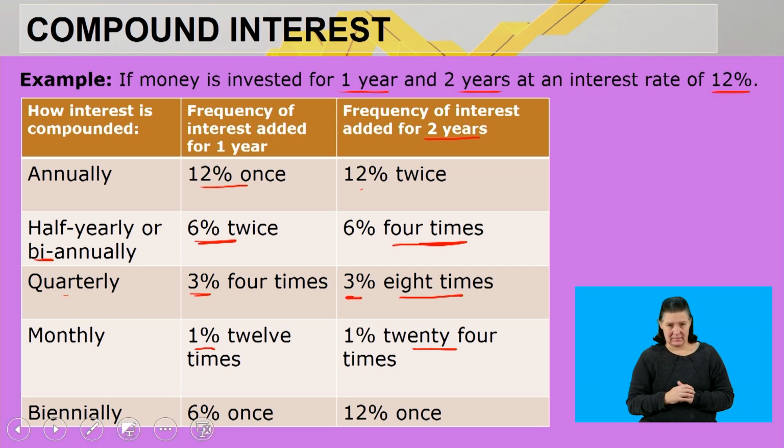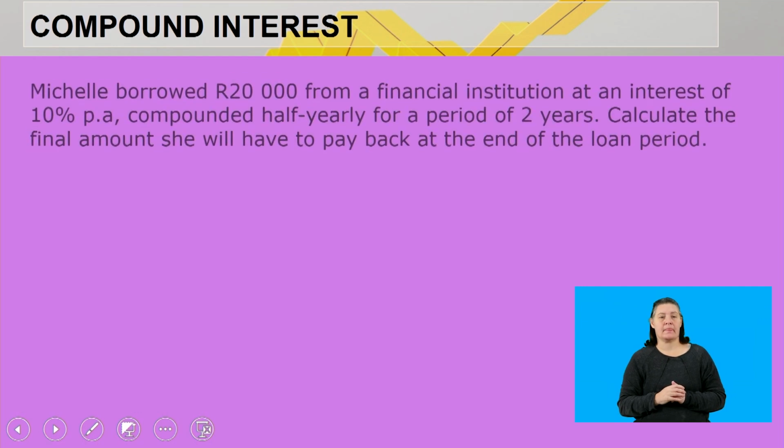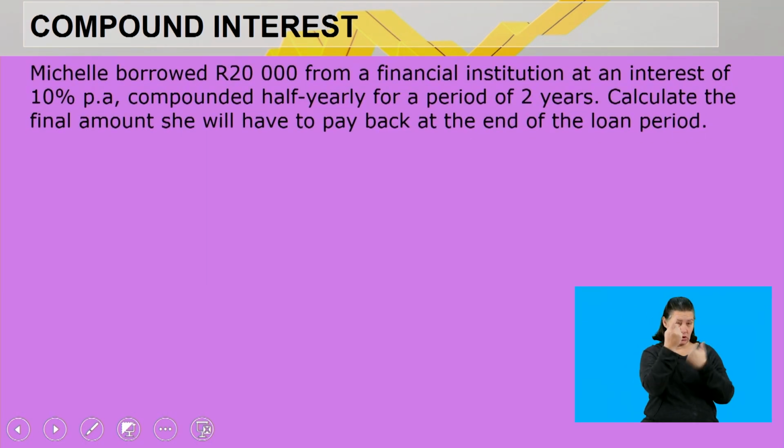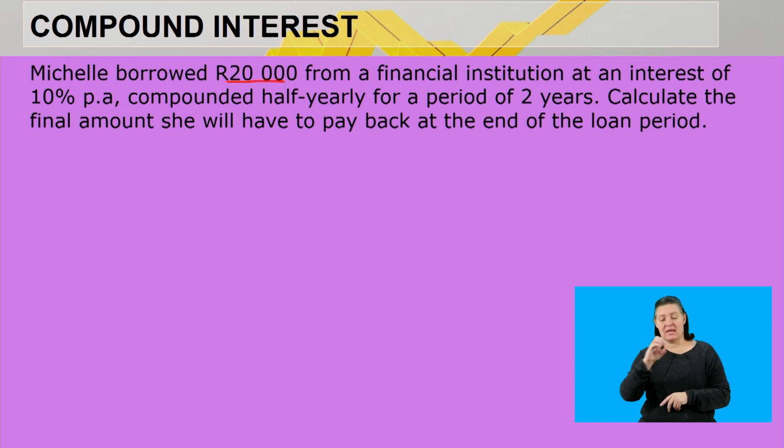Okay, let's put this into practice. Here's our challenge. Michelle borrowed 20,000 rand from a financial institution at an interest rate of 10% per annum, compounded half yearly for a period of 2 years. Calculate the final amount she will have to pay back at the end of the loan period.